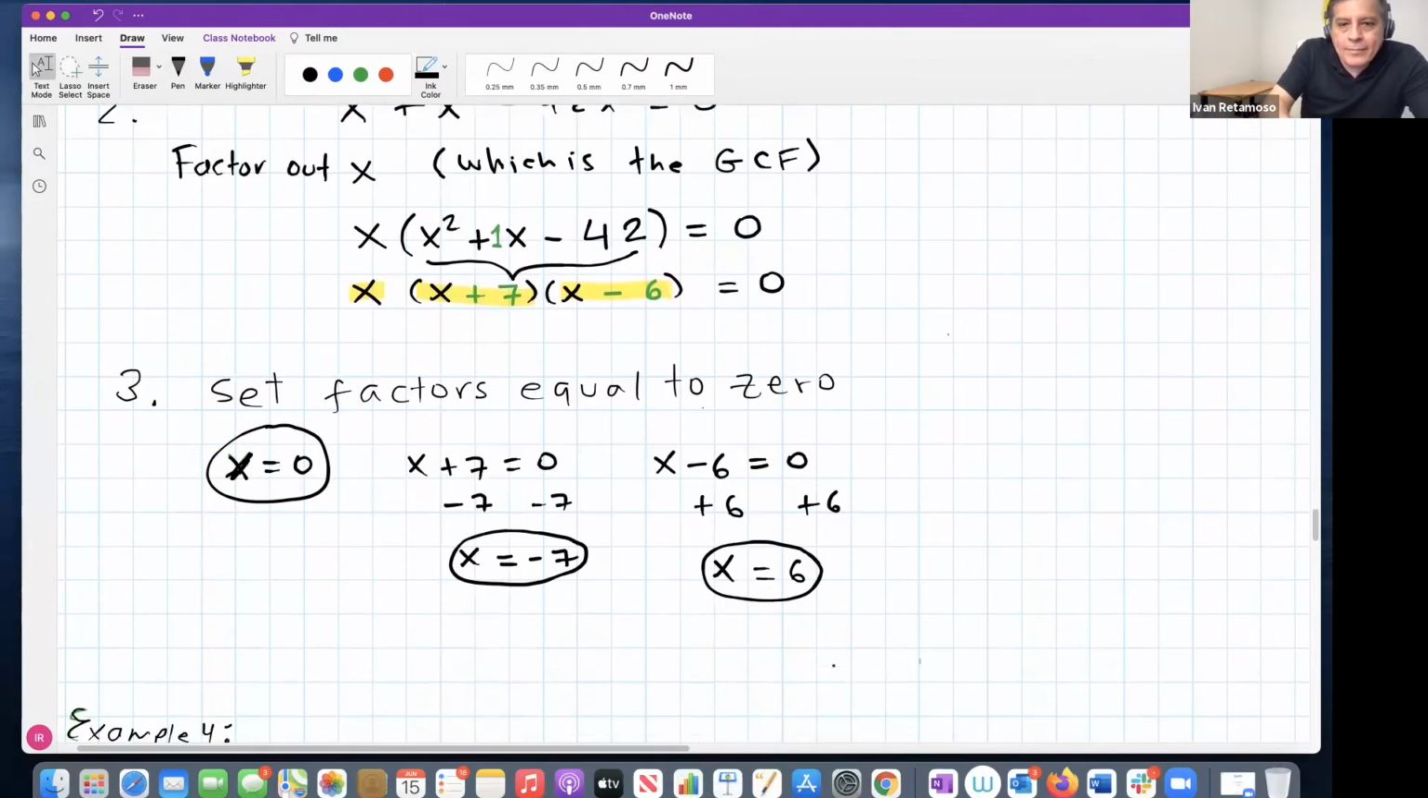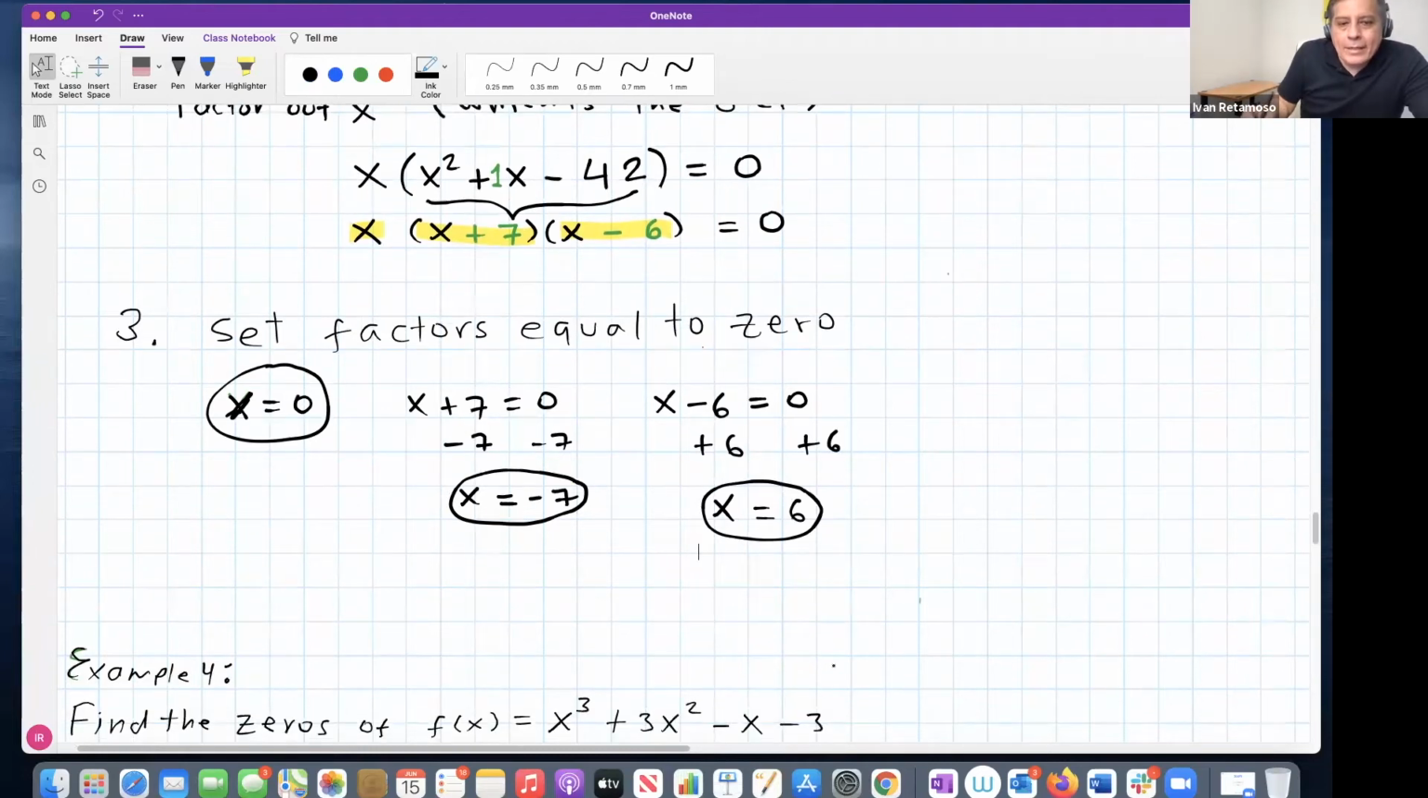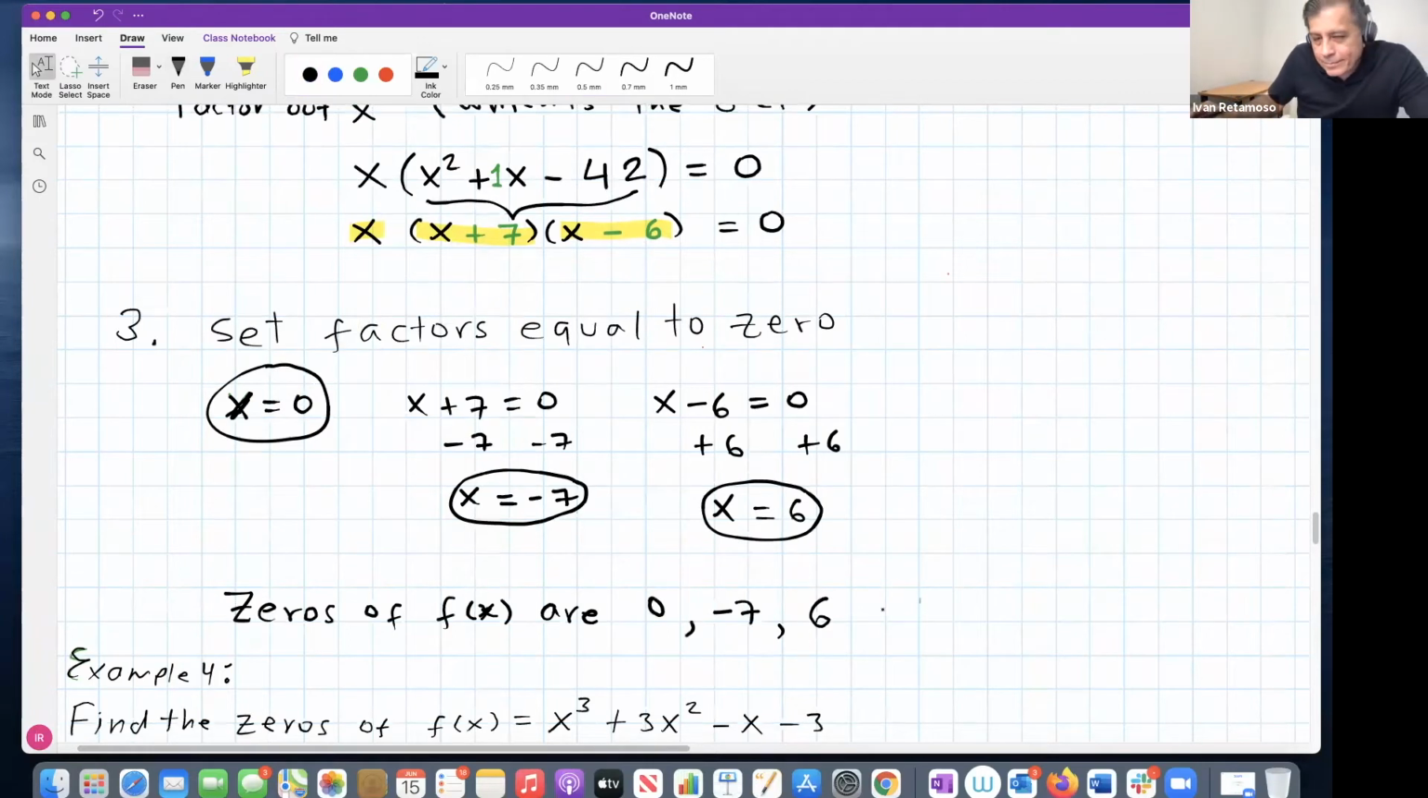Very good. So now mathematicians put this together by saying the zeros of f of x, the function, are 0, negative 7, and 6. Now, I want you to catch this.